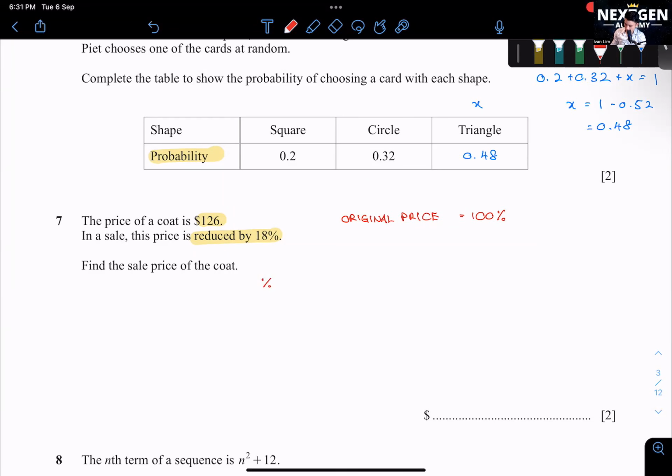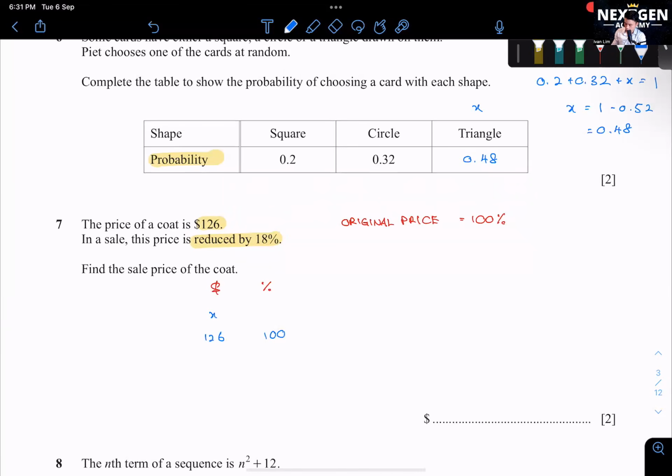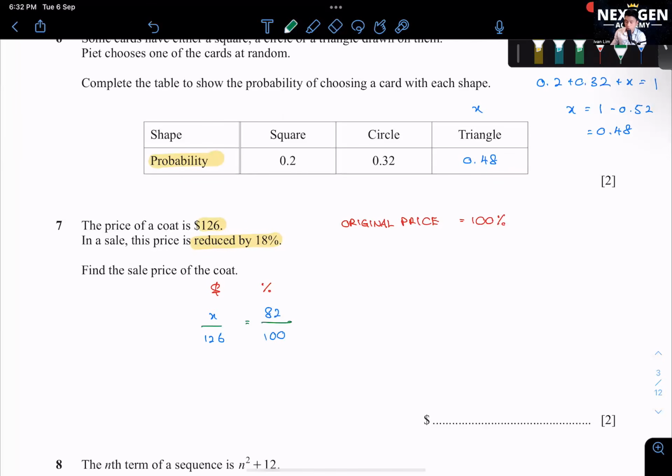Percentage, then you want to find how much, right? So what you can write is like this. Your $126 is 100%. We want to find how much it is when it's reduced by 18%. So 100 minus 18% will be 82%. Remember how I taught you the ratio theorem like this? We can use it if you're not sure whether to plus or minus. Careless mistake, Dylan. If you do it like this, you'll always be right.